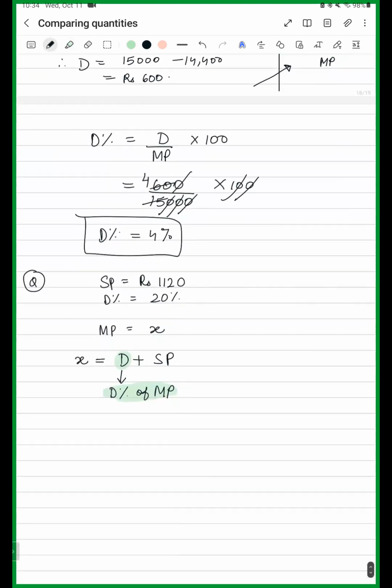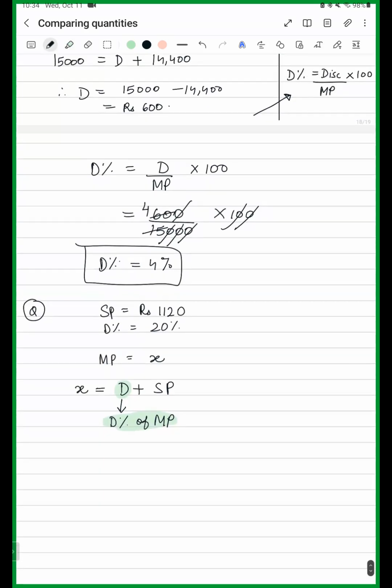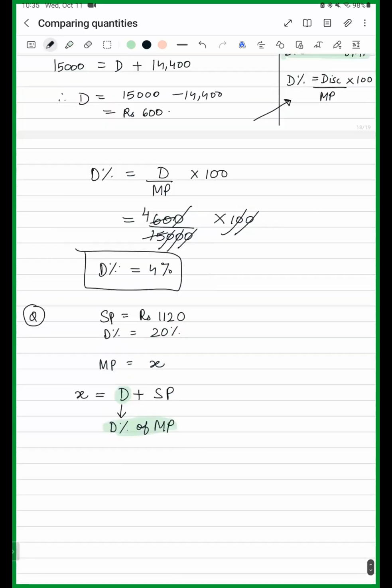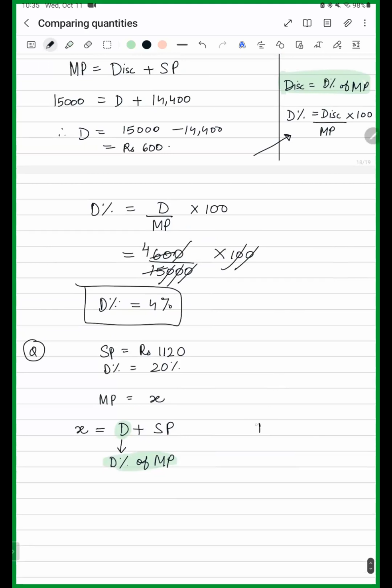We have to write this because MP is equal to D plus SP, and we don't have the discount, so we have to use this formula for that. We don't know MP and we don't know D also. So that's why we have to use this. We are using the fact that this discount D is equal to D% of MP. So in place of D, we are replacing it with D% of MP because they are both equal. So we can do that.